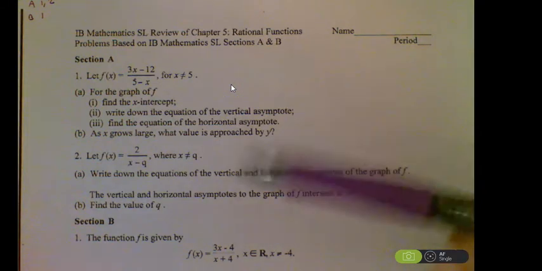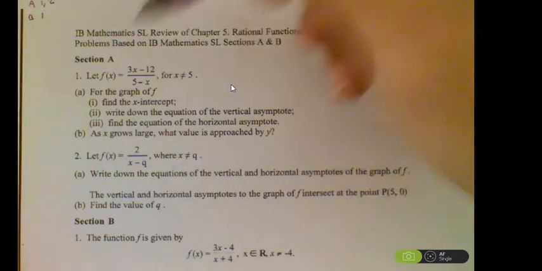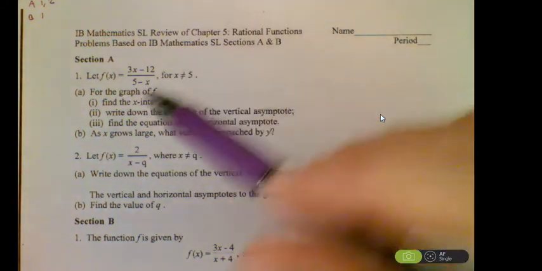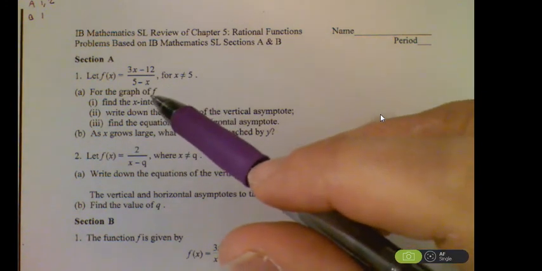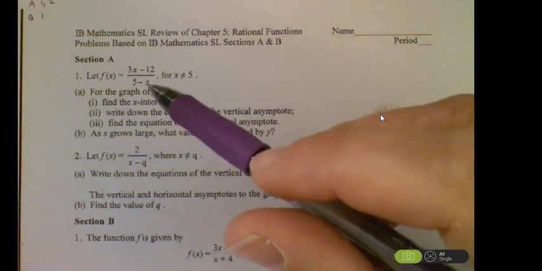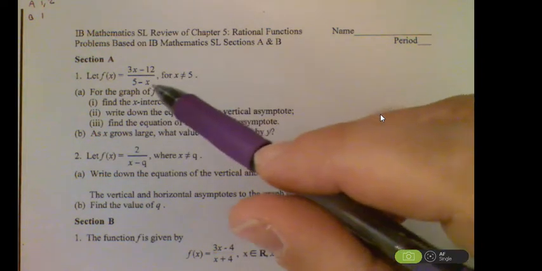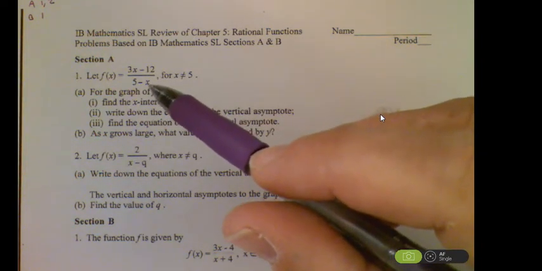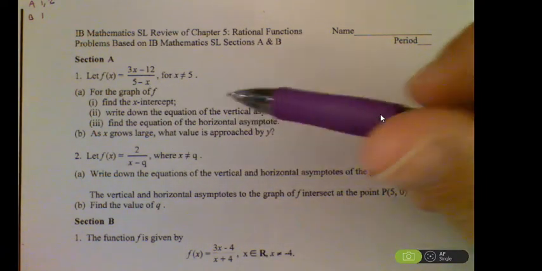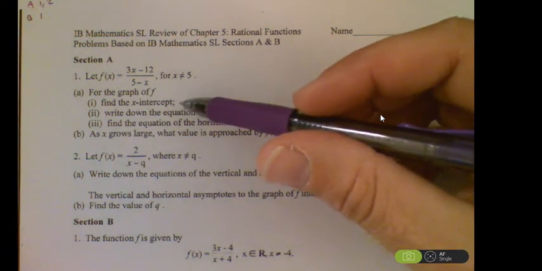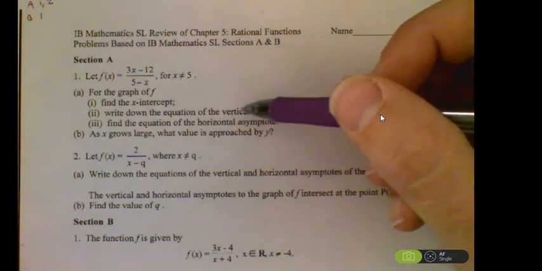So for Section A, starting off with number 1, so given a rational function, and remember a rational function is simply any function where you have a variable in the denominator. So they're telling us that x can't be 5, which obviously we know because that would give us a 0 denominator, which you can't do. So that's also where the vertical asymptote comes from.